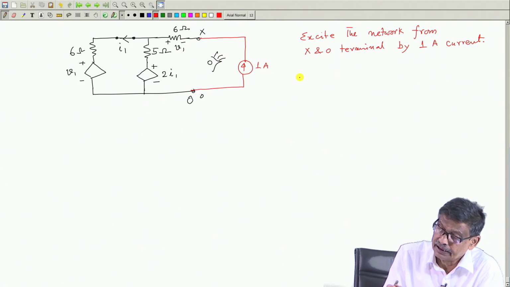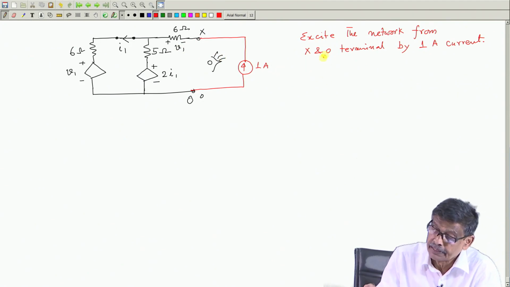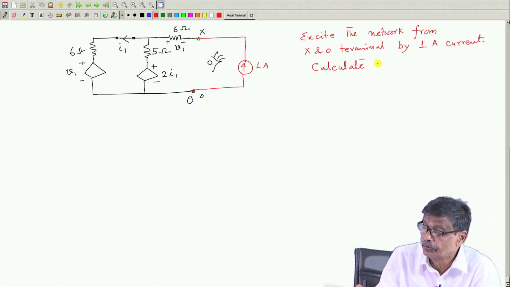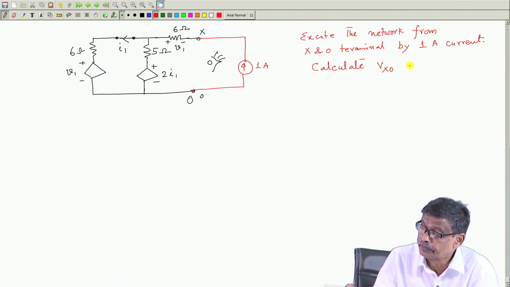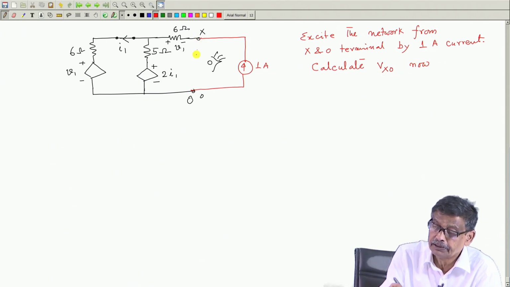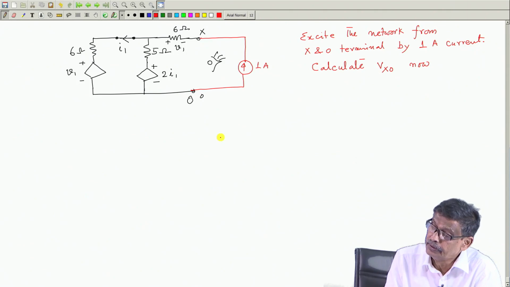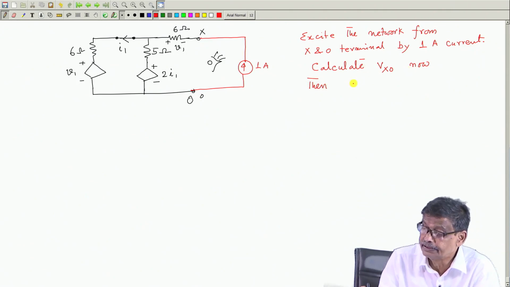With this circuit excited by a 1 ampere current source, calculate Vxo now, which is not open circuit now. I have to calculate the potential difference between these two. Then if I know Vxo, I will say R Thevenin will be Vxo divided by this 1 ampere.